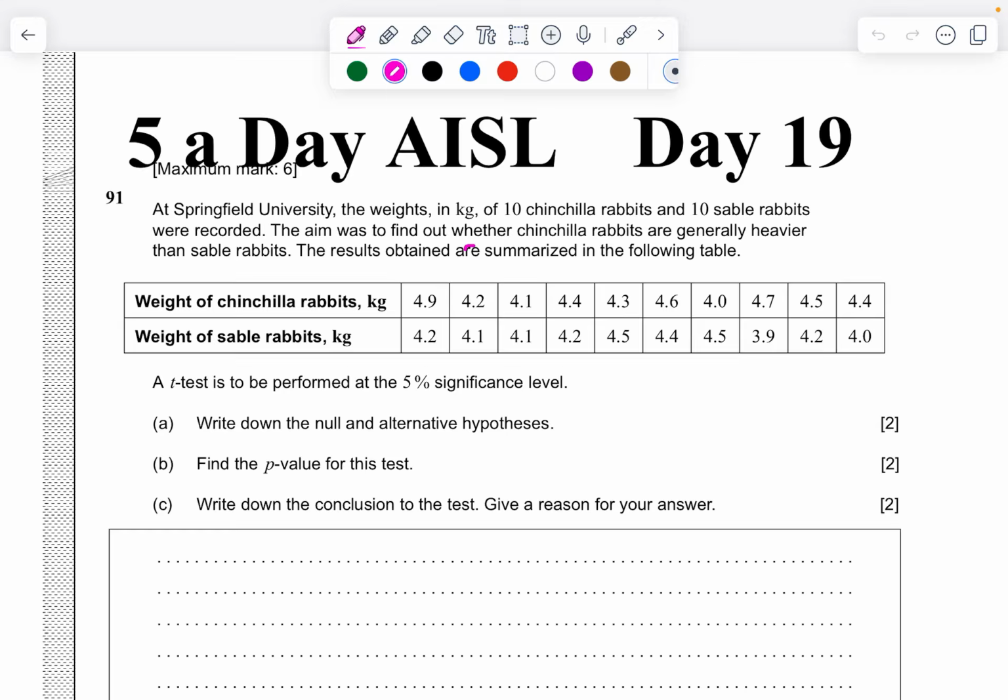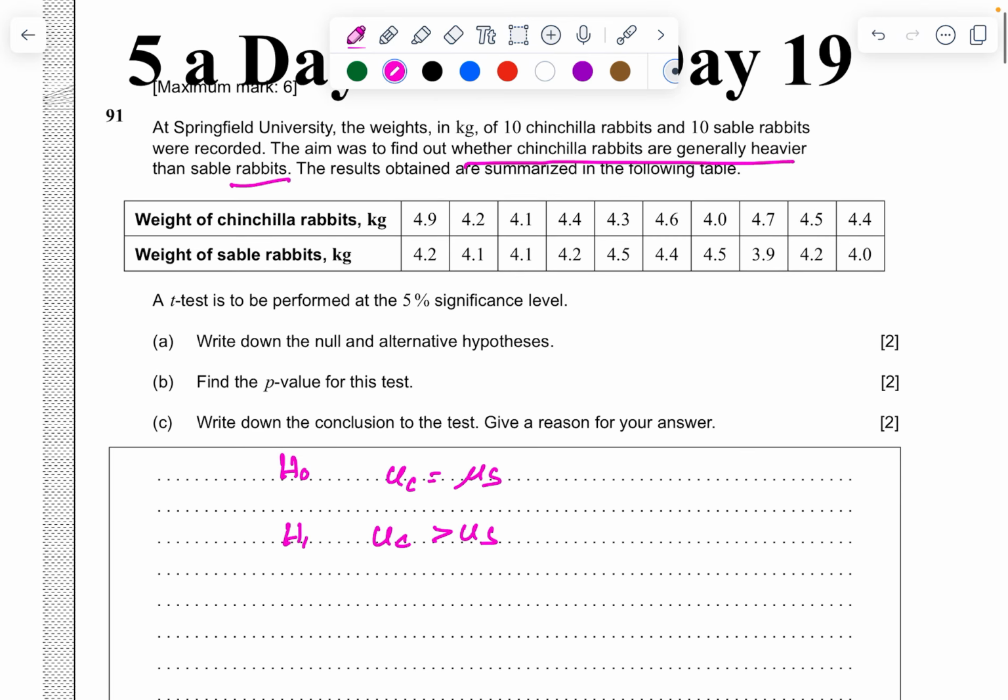The main aim of this question is to find whether insular rabbits are generally heavier than sable rabbits or not. So I am writing the null hypothesis, which is mu c equals mu s, and the alternate hypothesis, mu c is greater than mu s. That's going to be the null and alternative hypothesis.